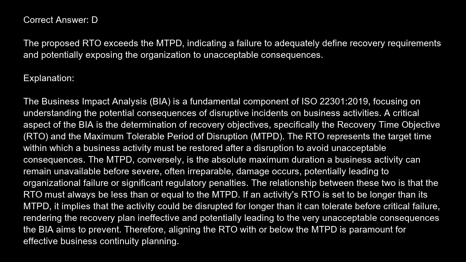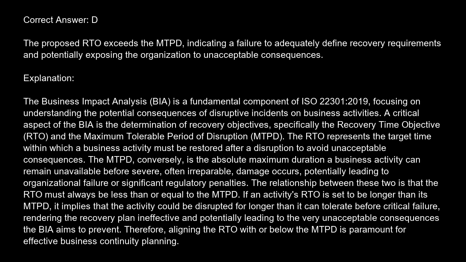The RTO represents the target time within which a business activity must be restored after a disruption to avoid unacceptable consequences. The MTPD, conversely, is the absolute maximum duration a business activity can remain unavailable before severe, often irreparable, damage occurs, potentially leading to organizational failure or significant regulatory penalties. The relationship between these two is that the RTO must always be less than or equal to the MTPD.